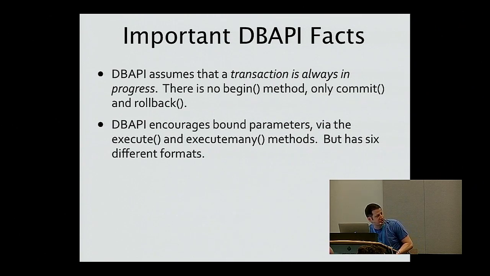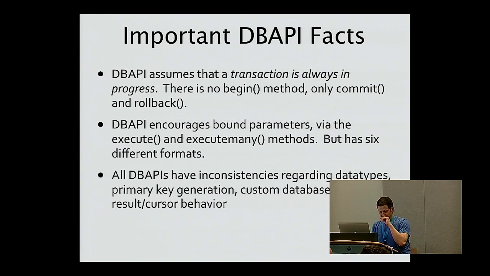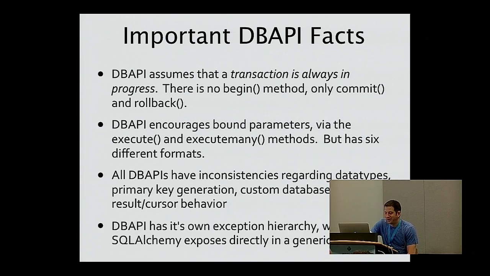The DB API encourages bound parameters, the parameters I just showed you. But it has six different formats for no good reason at all. No good reason, and everyone on the DB API list knows we have to change it, but no one's doing it. DB APIs have inconsistencies regarding data types, primary keys. Pretty much everything is inconsistent on DB APIs. They're completely painful to code to. And it has its own exception hierarchy, which SQLAlchemy exposes directly in a generic namespace, and maybe we'll see what that means later. It's not that critical.